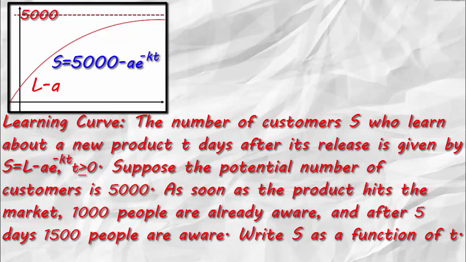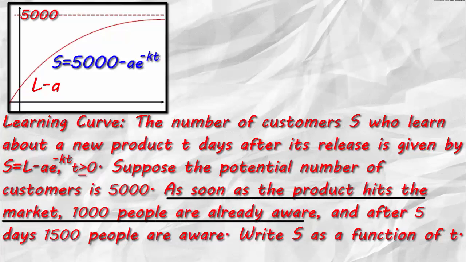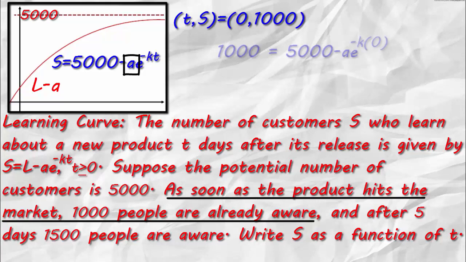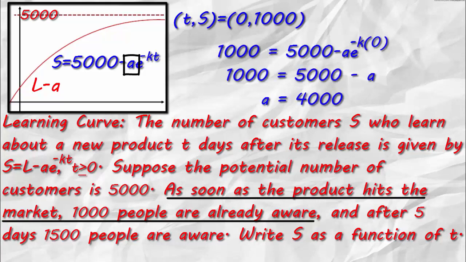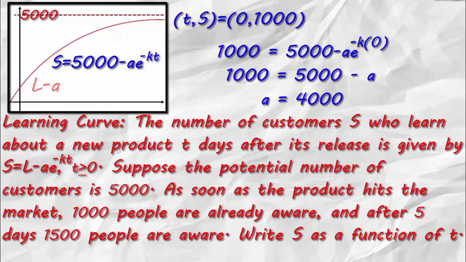Suppose that as soon as the product reaches the market, 1,000 people have already heard of the product. This information allows us to find the value of A, since A corresponds to an initial value. Plugging this point in and solving for A gives A equals 4,000. So S of t equals 5,000 minus 4,000 e to the negative kt.